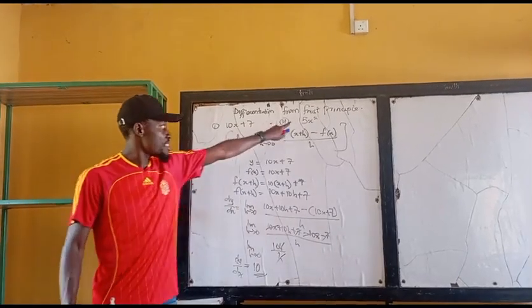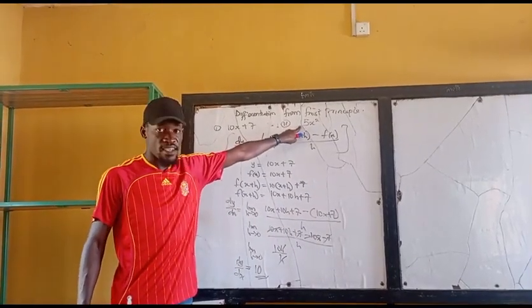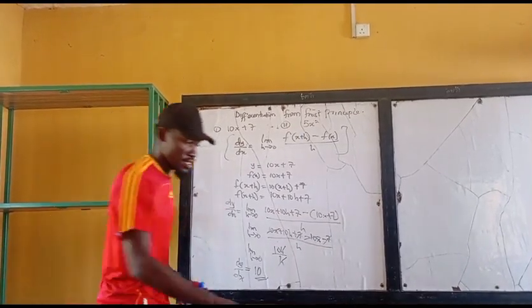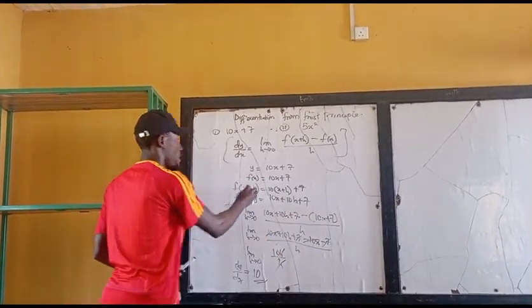And we're going to be solving the second example, which is 5x squared. Okay? So I'm going to do this. Let's clean this part.